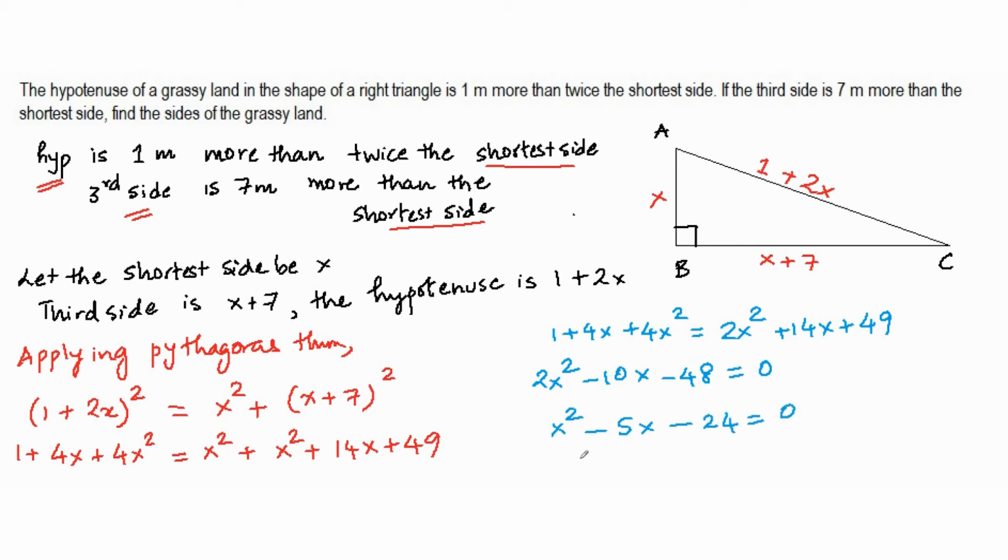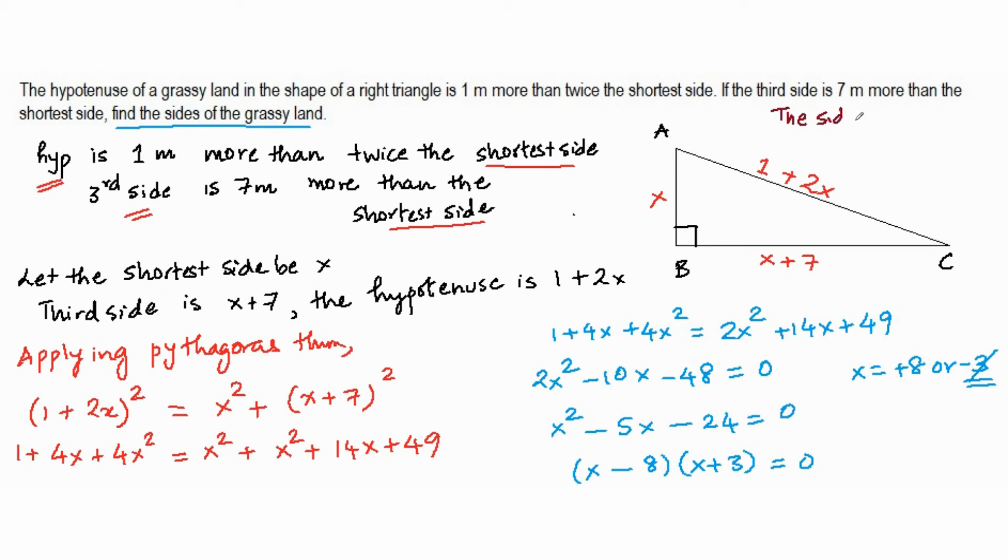So this is a quadratic equation. Of course, I can factorize it as (x minus 8) into (x plus 3) is equal to 0, which means x is either positive 8 or negative 3. Now again, discarding the negative value, you get x equal to 8. And they are asking me to find the sides of the grassy land, which means I have to find all the three sides. So x is 8, which means the sides are 8.